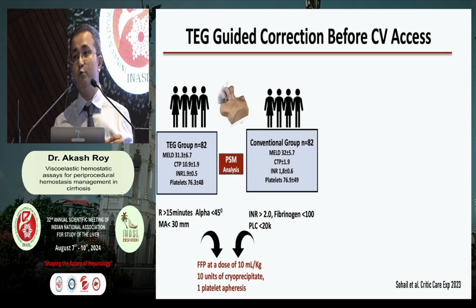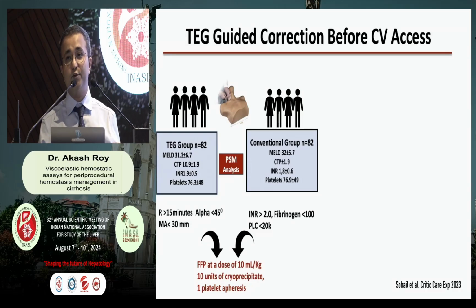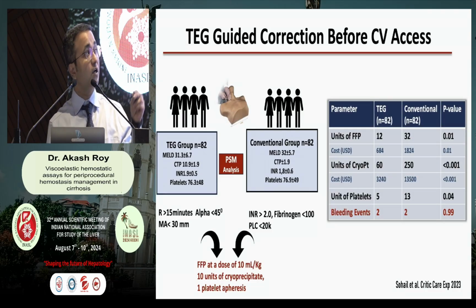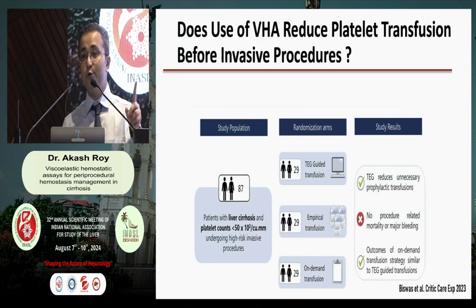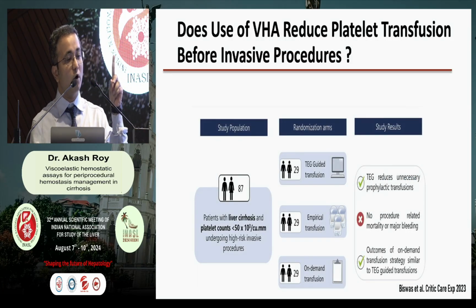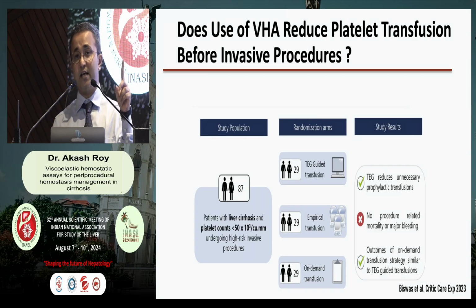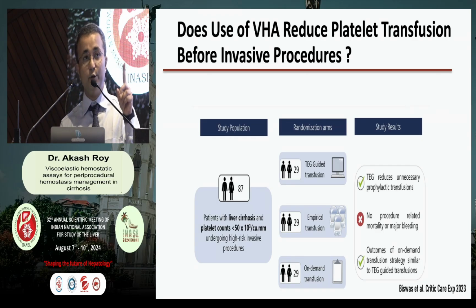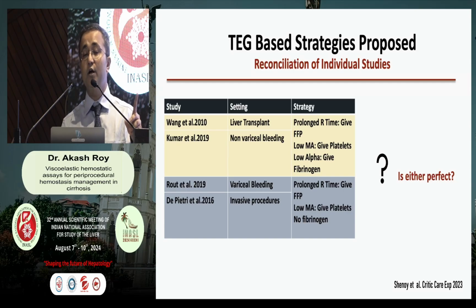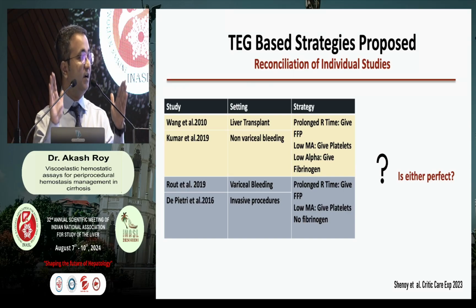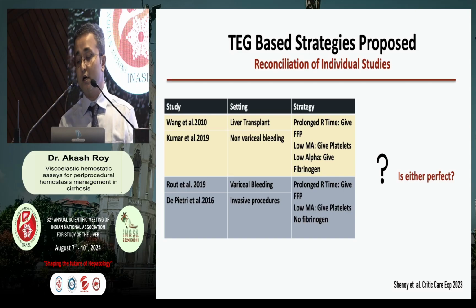Real world data with use of VHAs. Invasive procedure, central venous access. Propensity matched analysis shows reduced use of FFPs, cryo and platelets, with no differences in bleeding rate. You go to use of platelet transfusion, the study coming out of All India Institute, no differences, and TEG leading to reduced use of blood products. You go to the other strategies for post-transplant variceal bleeding, overall invasive procedure, you've got different strategies, all of them convey the same message that it reduces requirement.